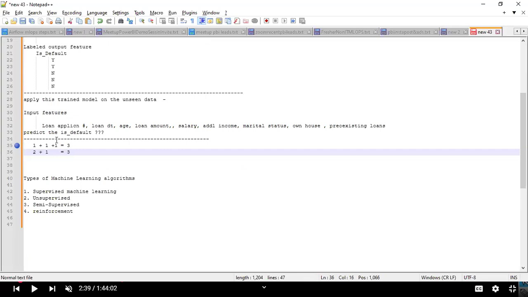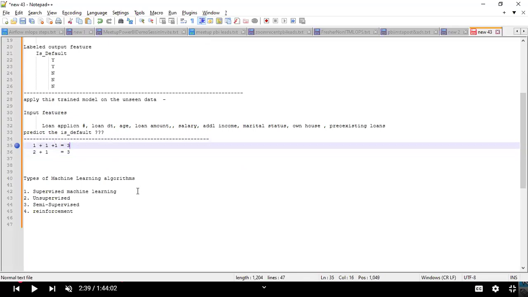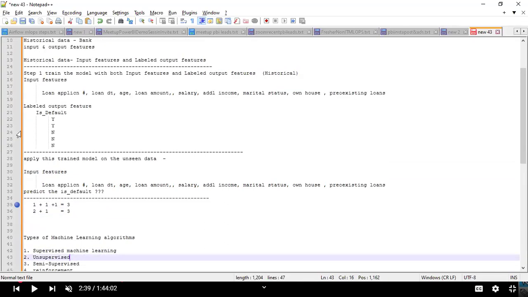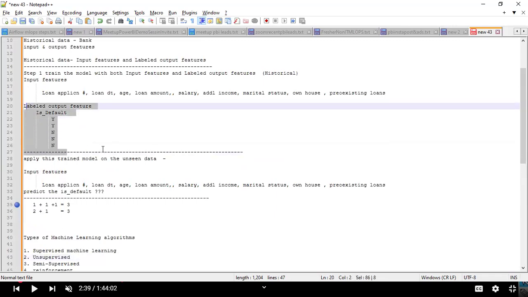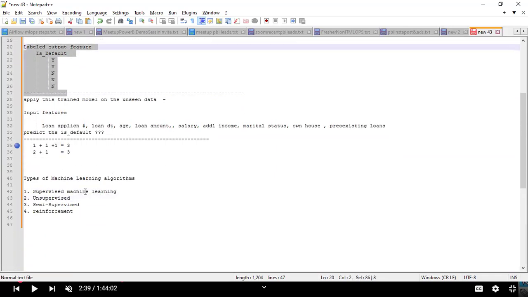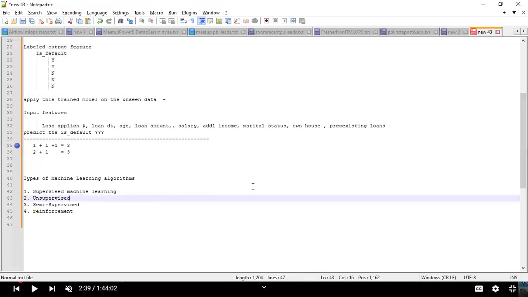Here we are giving both the input and output features. Hence, it is called supervised machine learning. Unsupervised machine learning. What is unsupervised? Not all the time you will get the output feature. So in that case, you need to use an unsupervised machine learning algorithm.